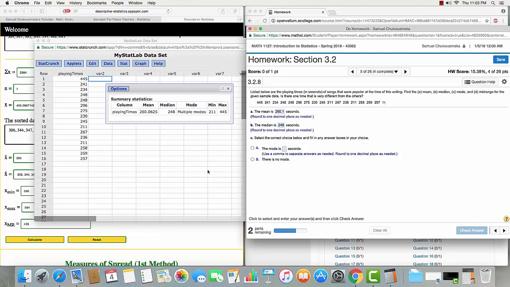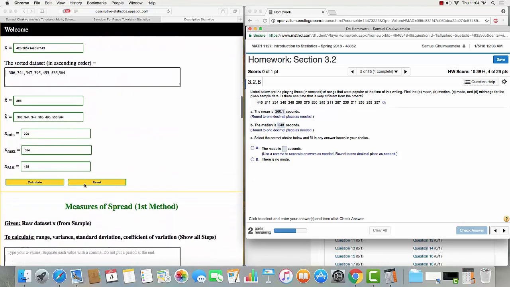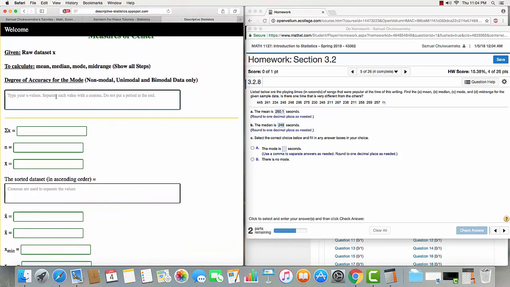So I will just use my calculator in this question. I'm just going to close this. If there are multiple modes and the question wants you to use a comma to separate answers, you've got to do it. StatCrunch is not helping us in this particular question to find the mode. So I'm going to use my calculator, okay? I'm going to reset this, and I will just type in the data.